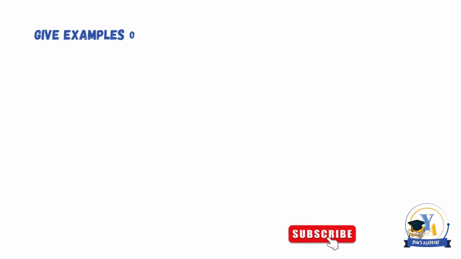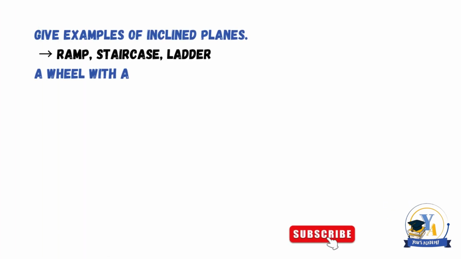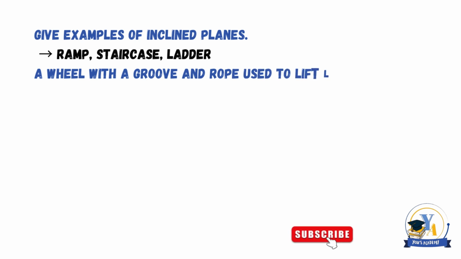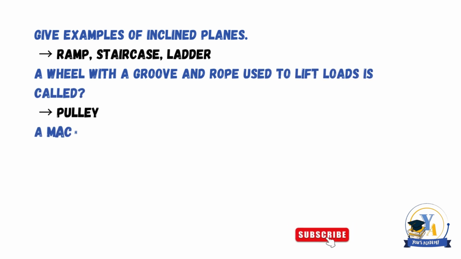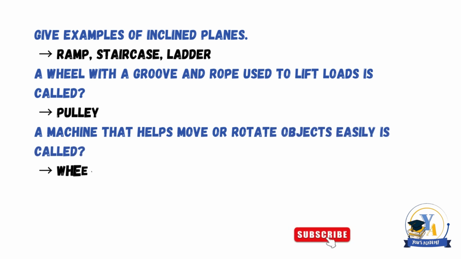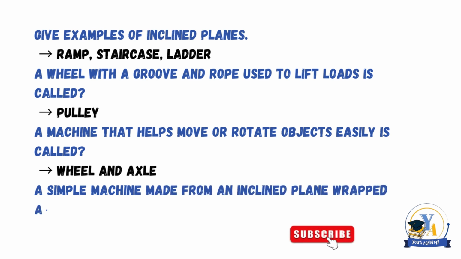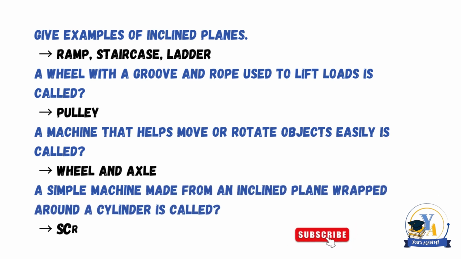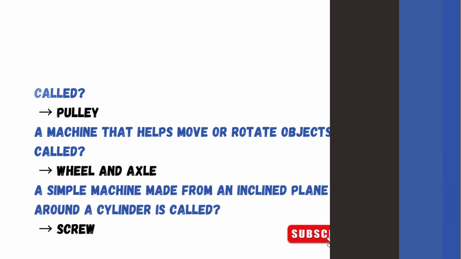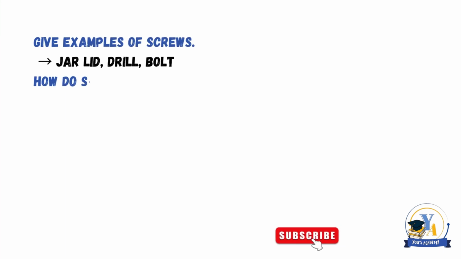plane. Give examples of inclined planes. Ramp, staircase, ladder. A wheel with a groove and rope used to lift loads is called pulley. A machine that helps move or rotate objects easily is called wheel and axle. A simple machine made from an inclined plane wrapped around a cylinder is called screw. Give examples of screws. Jar lid, drill, bolt.